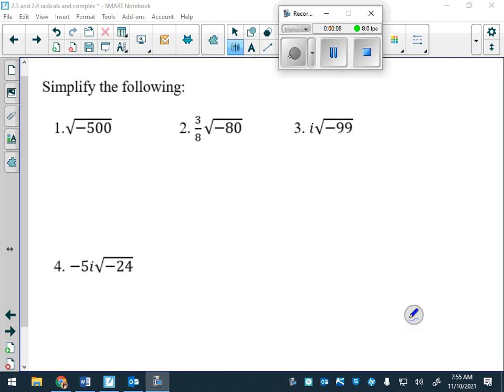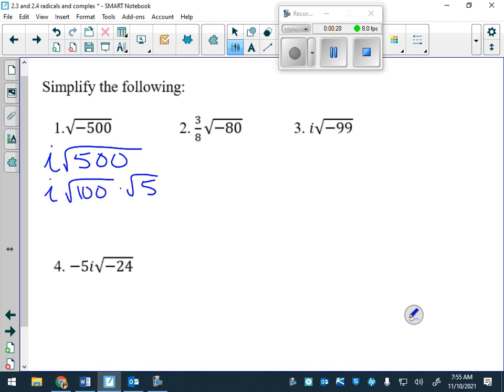Awesome. So see a negative, take that i out. Negative inside the square root. Okay? Now you're left with the square root of 500. What are two factors of 500? Everett. 100 and 5. What's the square root of 100? 10. So I have 10i root 5 as your final answer. Okay? See a negative, i comes out.